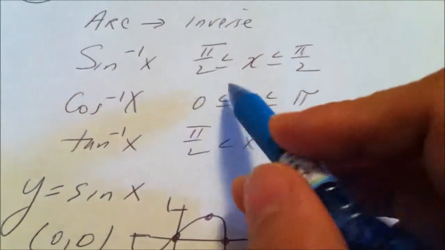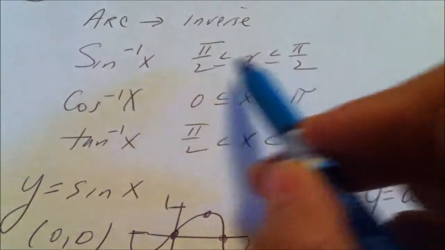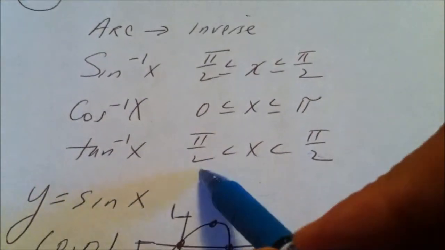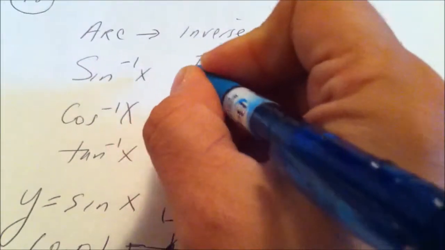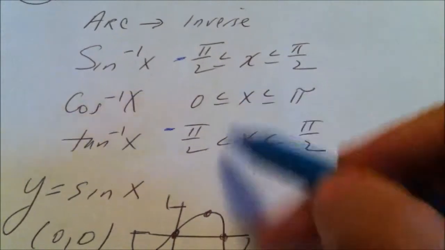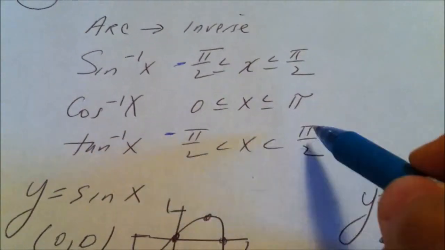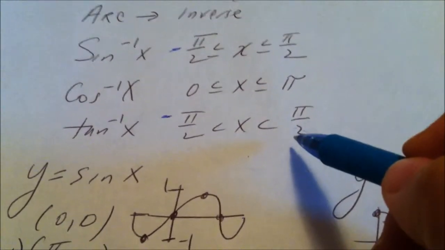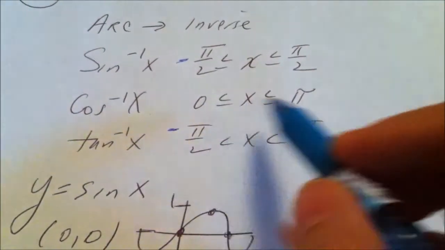So for the sine inverse, you should know it's from -pi/2 to pi/2 inclusively. Do you see the equal signs there? Now the tan inverse is from -pi/2 to pi/2, but not inclusively, because at these -90 and 90 values, the graph doesn't exist because it's undefined there. For cosine, it's 0 to pi.